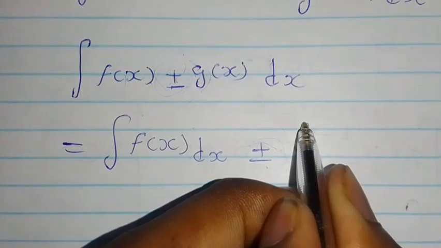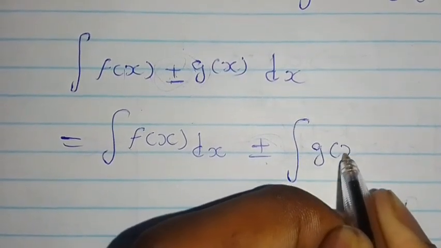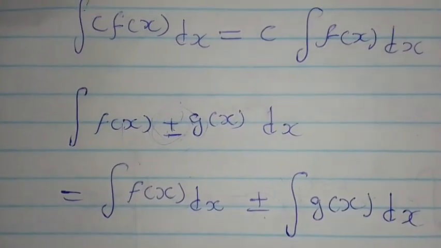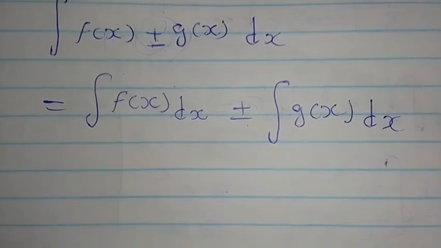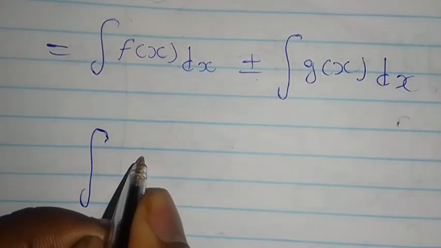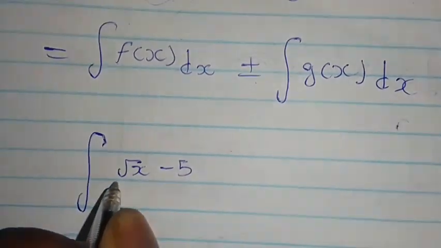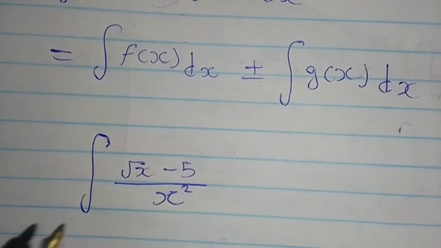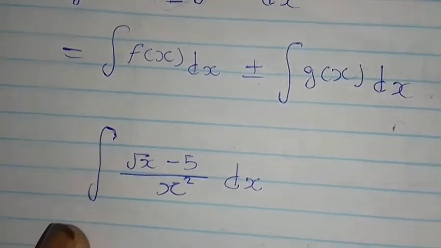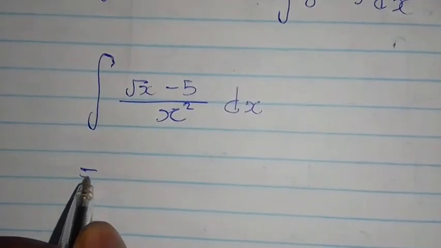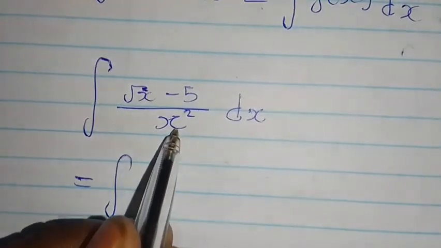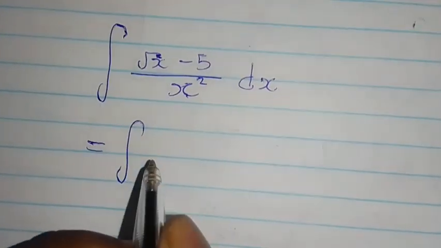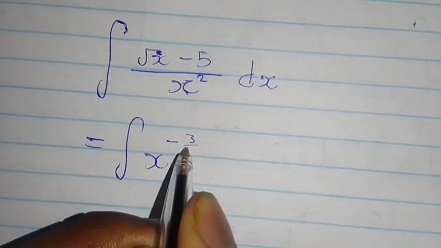Here I'm just showing you a general formula for this case. Now you can do this, then say the integral of g of x dx. For now, that's what I want to show you. Now we can integrate the square root of x minus 5 divided by x squared dx. Now, the square root of x divided by x to the power 2 will be x to the power minus 3 over 2.